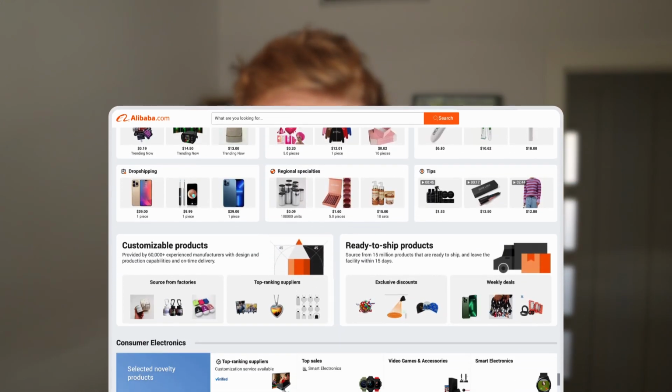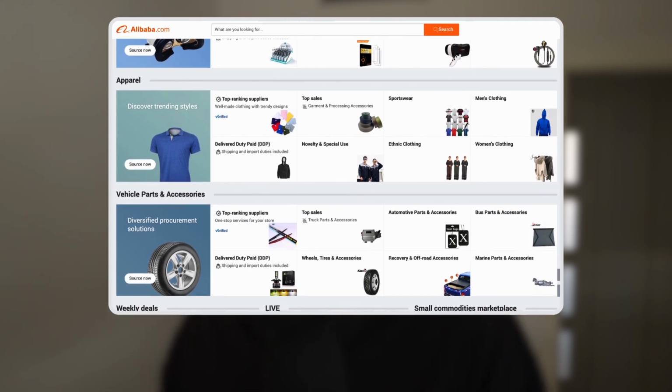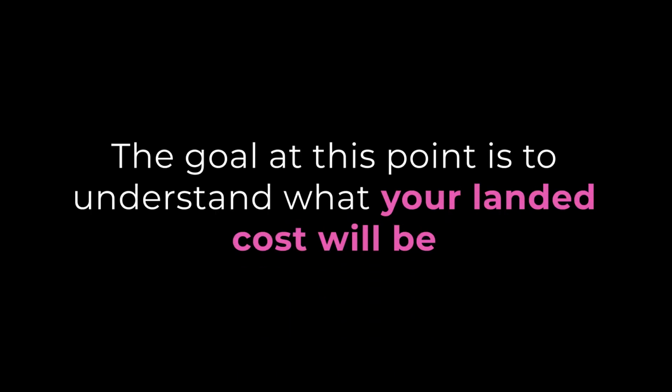This is where you need to contact suppliers through a site like Alibaba, and you need to get a rough idea of how much it's going to cost per unit to produce your product. Then you need to get a quote for shipping and duties. The goal at this point is to understand what your landed cost will be. Your landed cost is how much it costs you to produce and then land that product in Amazon's warehouse.